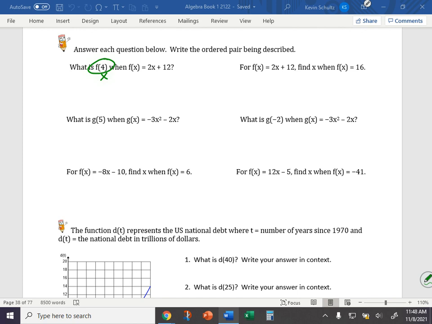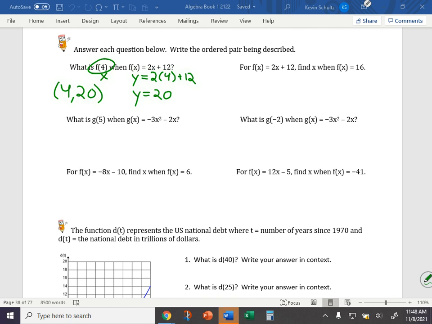So Pierce went to his equation, which remember is just the same as y equals 2x plus 12, and he substituted 4 in for x. He multiplied 2 and 4 together, got 8, added 12, and he got y equals 20. It also says to write the ordered pair being described. What ordered pair is being described? (4, 20). When x is 4, y is 20.